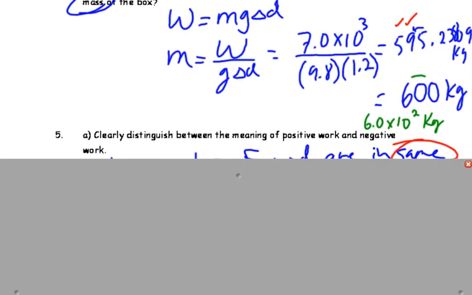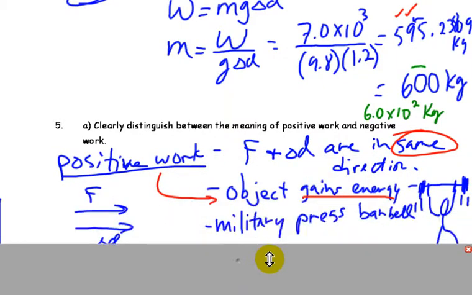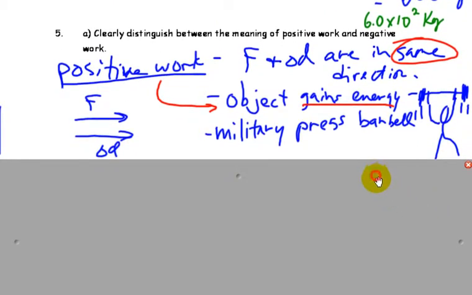Now, positive work versus negative work. As I mentioned before, work is a scalar quantity. It's not direction dependent, but yet we can have positive work and negative work. Positive work is when the force and displacement are in the same direction, so the object gains energy. So when you're lifting up a barbell to military press it over your head, that is positive work.